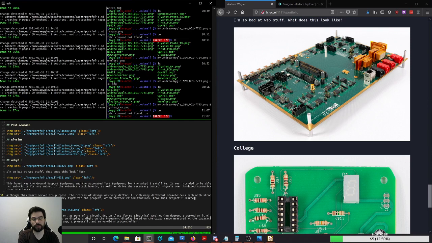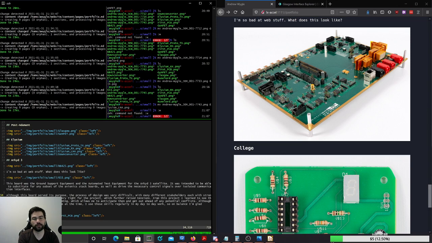From this project, I learned to see the signs of such tense situations coming, which allows me to anticipate them and get out ahead of any potential conflicts. Although it was a very unpleasant experience at the time, I use those skills regularly in my day-to-day work. So on balance, I'm glad I worked on this project.